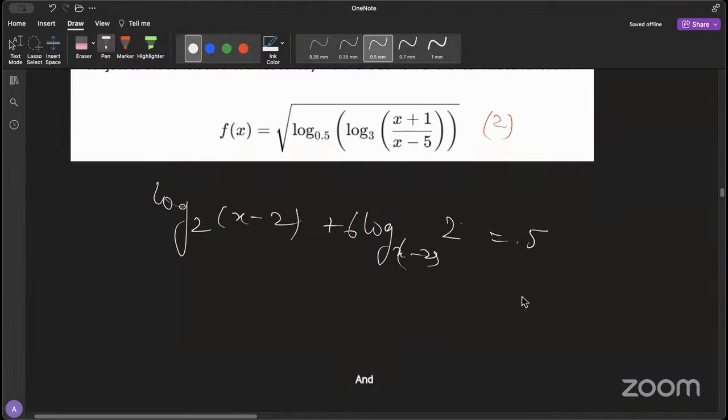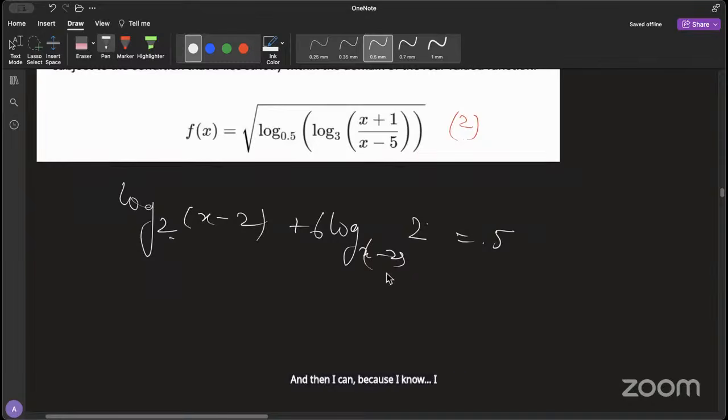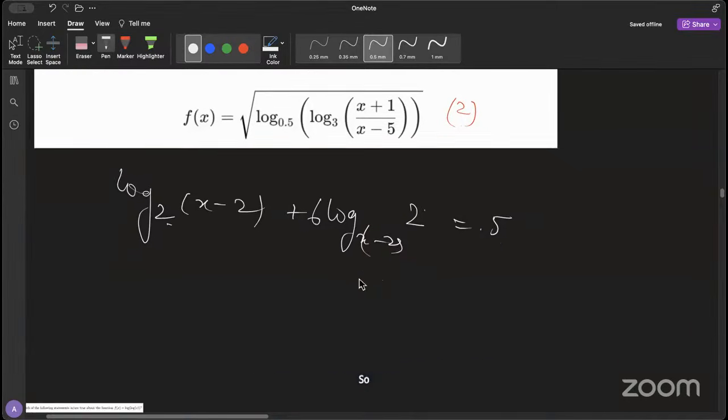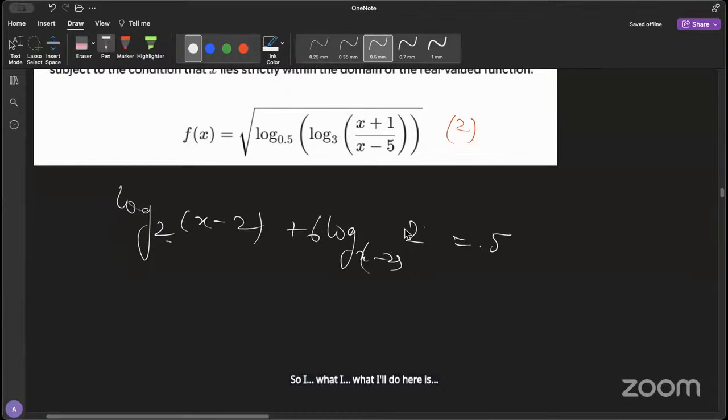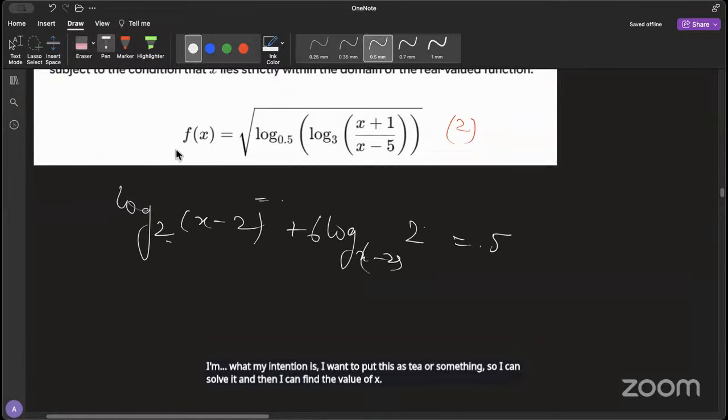And then, because I know I want the base to be the same, what I'll do here is, if I want to solve this equation, my intention is to put this as t or something, so I can solve it and then find the value of x. Once I know the value of this expression, I can find the value of x as well.